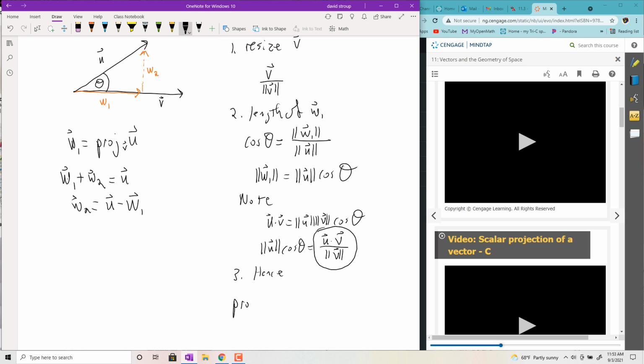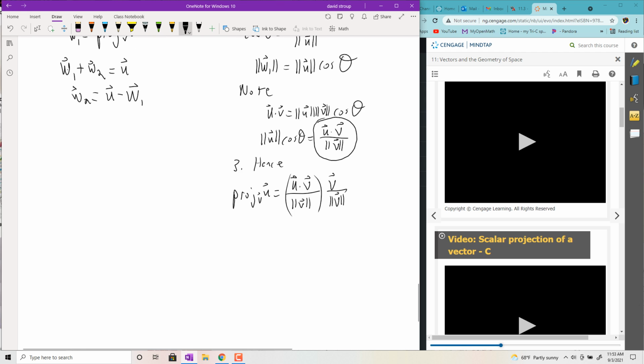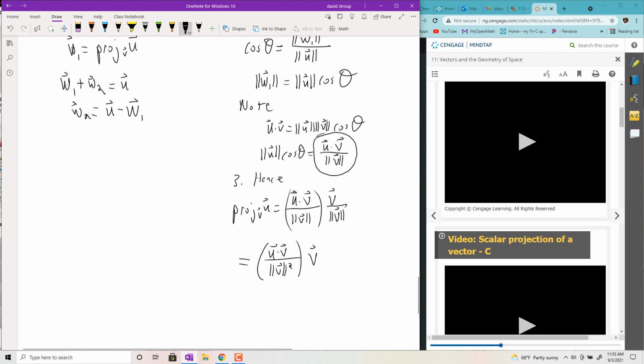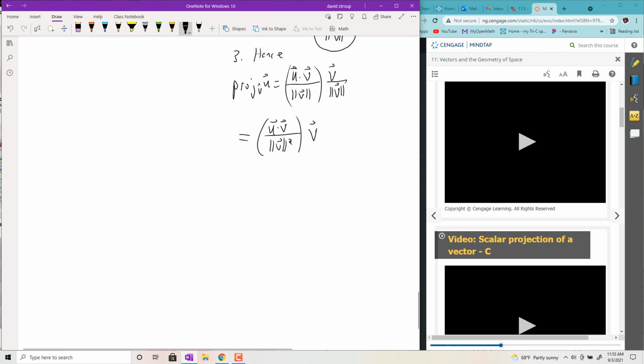Okay, so hence the projection of u onto v is going to equal u dot v all over the magnitude of v times this unit vector. Okay. And then we could shuffle things around a little bit and rewrite it as u dot v all over the magnitude of v squared, which is your scalar in front of the vector v. Okay. So let's apply this then to braking load.